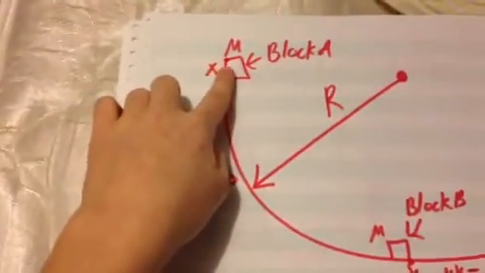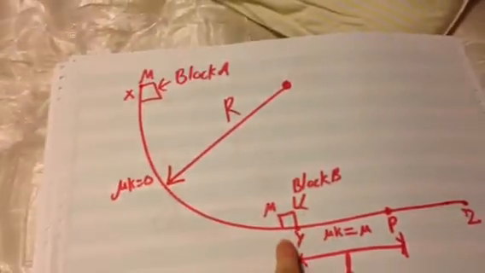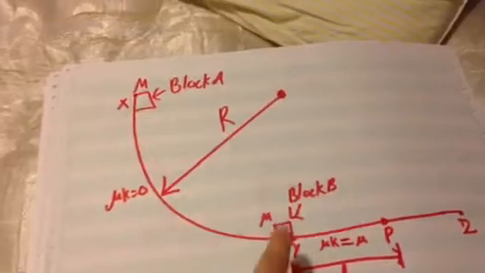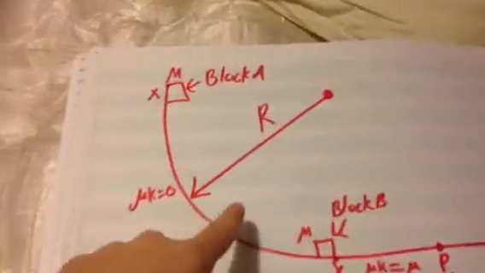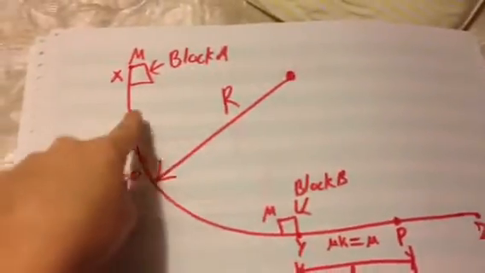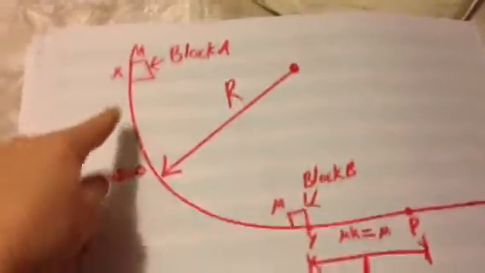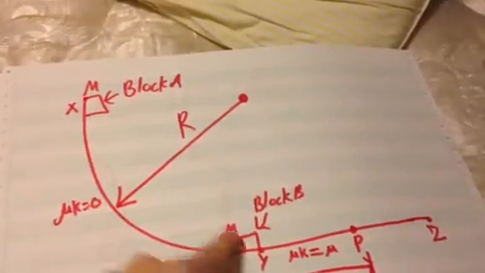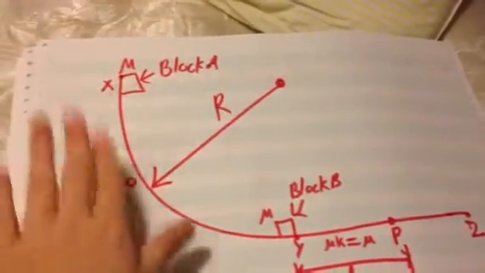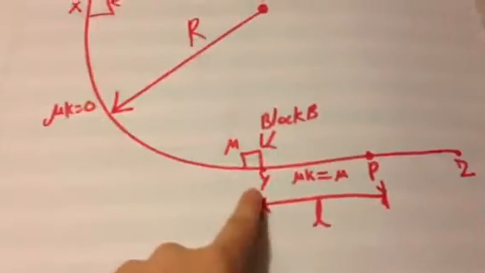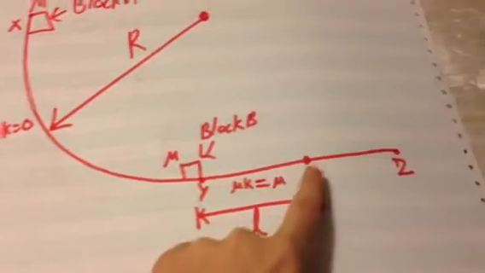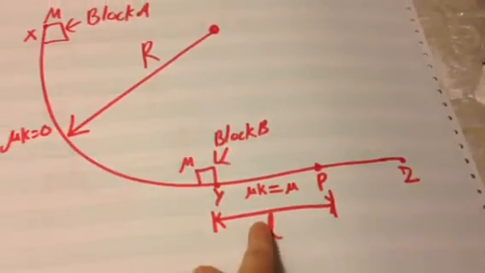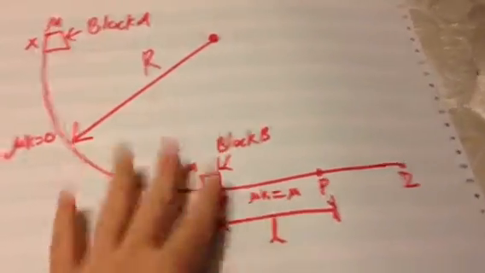Block A has a mass of m, and block B, which is identical to block A, also has a mass of m. And r is the radius of the quarter circle that they're in. And you can see as block A slides to block B, there is no friction. But as they slide together from Y to P, the distance L, we see we have friction.